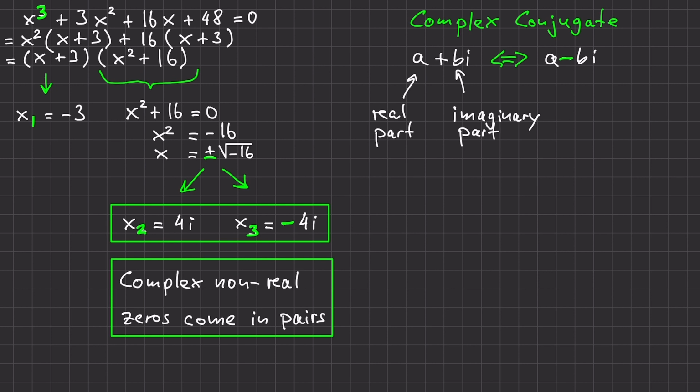Let's do some more examples for the sake of practice. Let's say 1 plus 2i is a 0. Then 1 minus 2i is also a 0. What about 2 minus 5i? If 2 minus 5i is a 0, then 2 plus 5i is also a 0. Let's say 7 plus 3i is a 0. Then 7 minus 3i is also a 0.